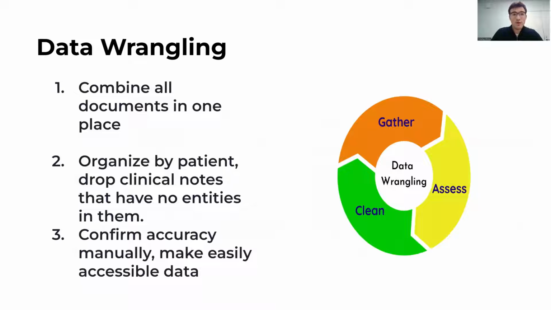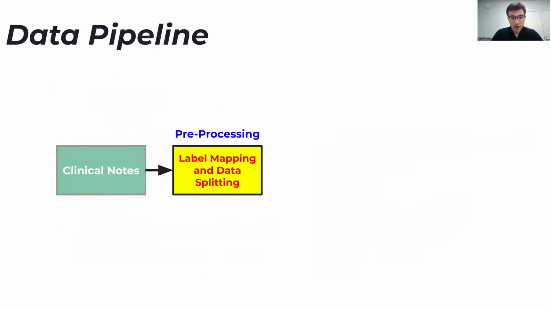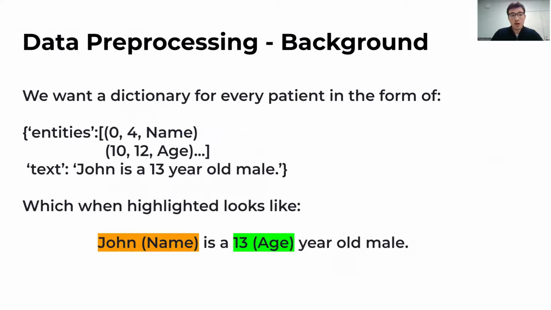For the data wrangling, we combined all the documents in one place, organized them by patient, and dropped clinical notes that have no entities in them and are not represented for training. We later confirmed the accuracy of all labels and made an easily accessible document. The first part of the data pipeline is label mapping, and we need to represent all the documents in the training dataset in the following format, listing all the indices at which the fields occur in the clinical notes.